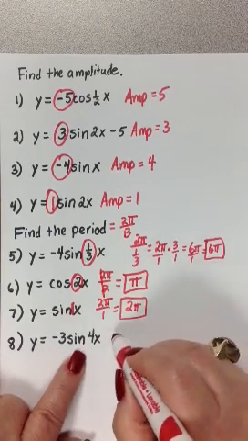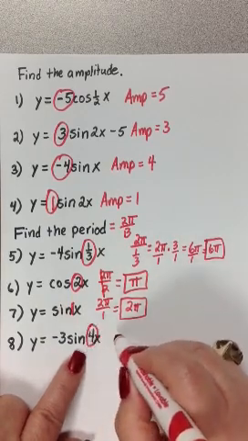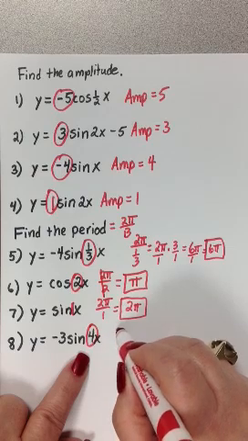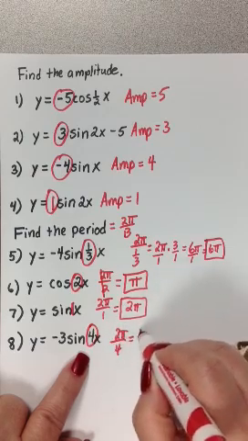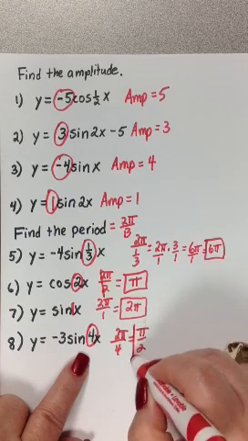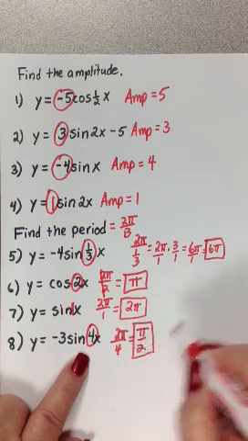Alright, this one here, the b is 4, so you'd say the period is equal to 2 pi divided by 4, which this would reduce just to be pi over 2. So we would say it has a period of pi over 2.